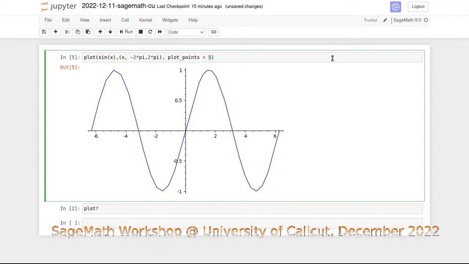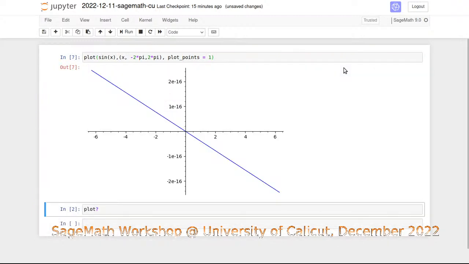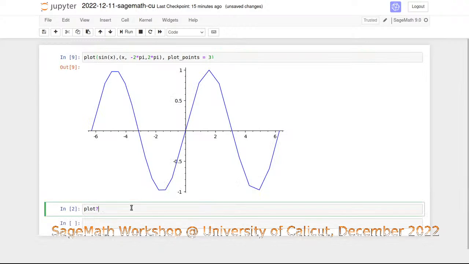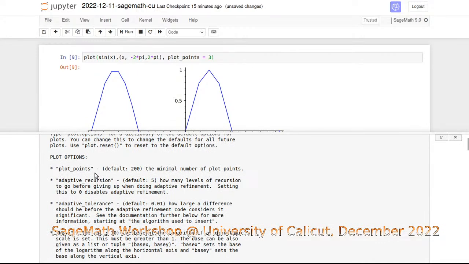Let us reduce it to 3. Straight line, straight line. So what is happening here? Let us once again see what exactly plot points are. Plot points tells us, within a short period of the curve, how many points are to be used and how many points are to be connected. The default number of plot points is actually 5.